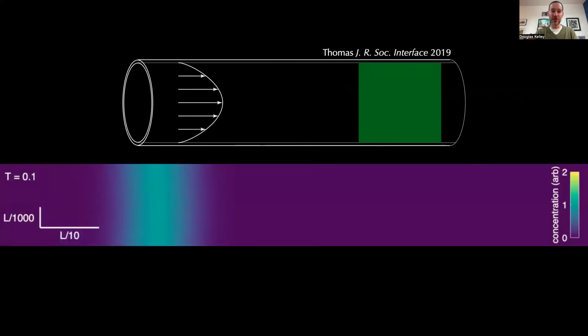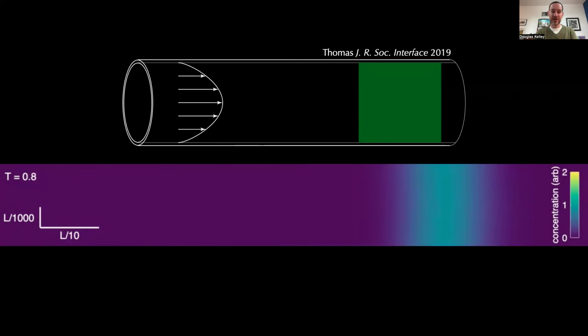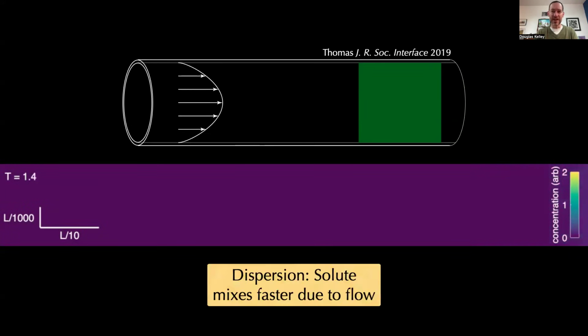This is a well-known phenomenon. You can simulate it as we did here. You can see in this movie that the region where there's solute gets bigger over time and less concentrated. The solute gets mixed in, and enhanced mixing due to flow is called dispersion.